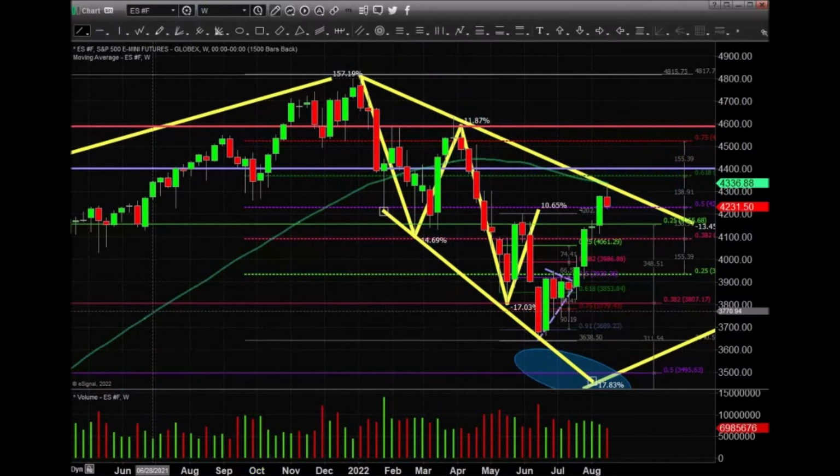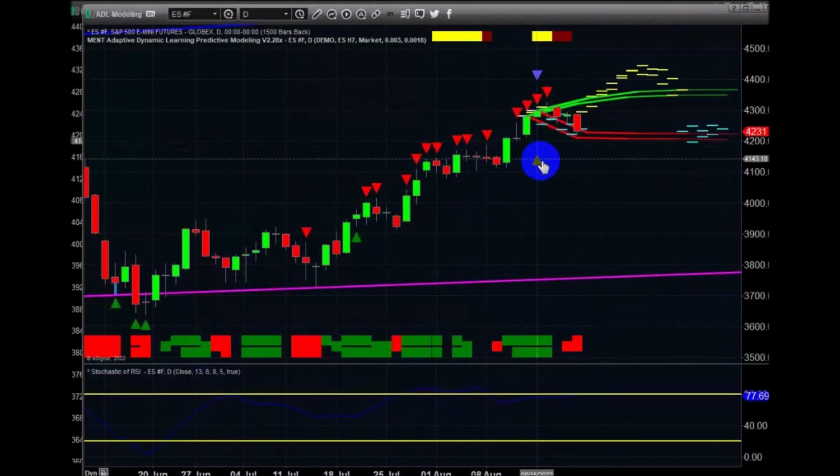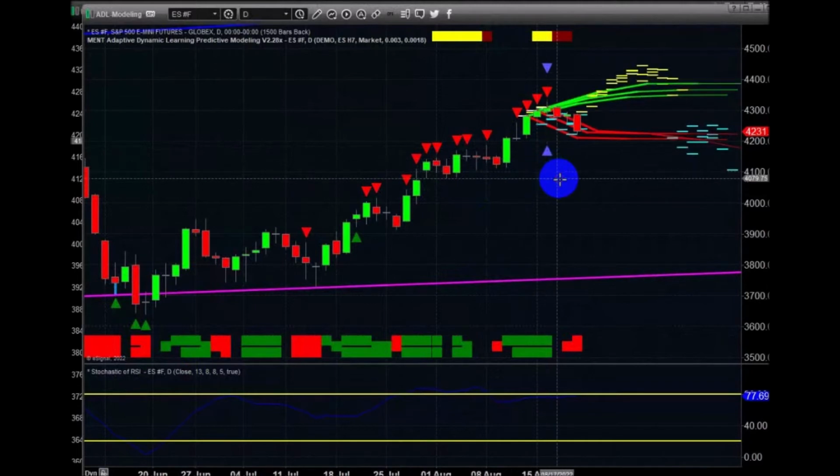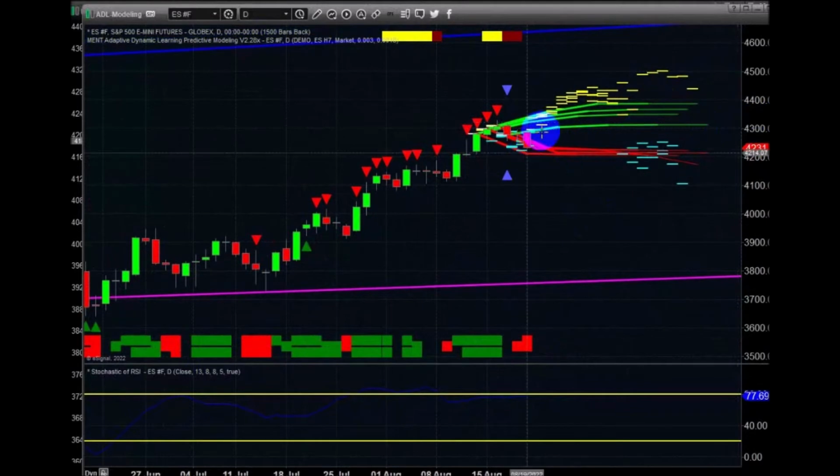market stays strong. Let's take a look at the predictive modeling and see what the predictive modeling shows for the ES. This is my ADL predictive modeling system. This is a daily chart. You can see we have a fairly strong upward bias here, possibly up into the 4,400 range. We have some weakness over here.